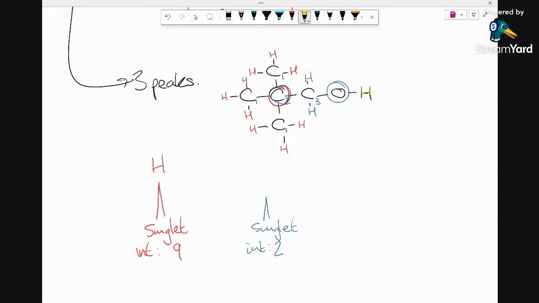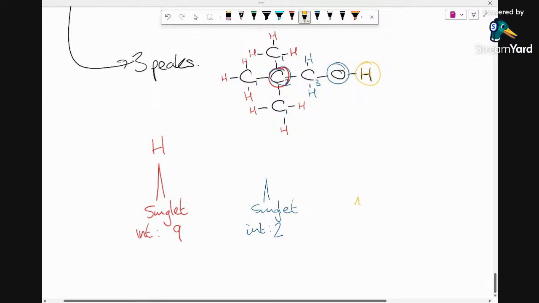I've put them in the wrong order when it comes to the graph, because in reality, that H, the yellow H, is going to be furthest downfield. The blue H's will be further downfield from the red one, but less than the yellow one. You kind of get the picture. We can draw the graph if you want to, but it's also a singlet there as well. Integration 1 this time. So it's a fun game to play.